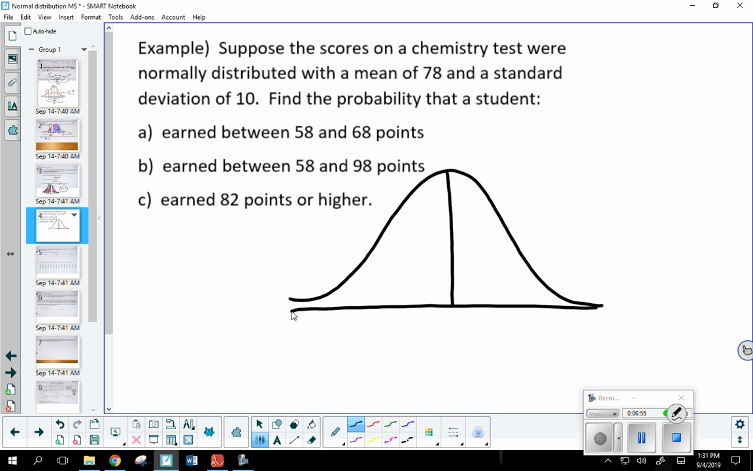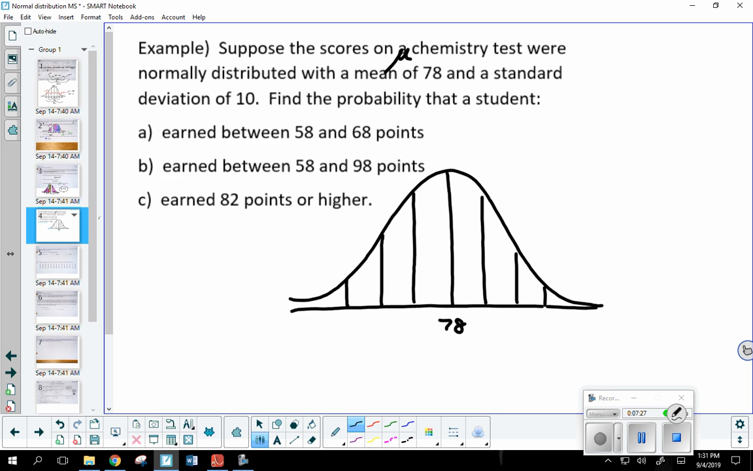It says, suppose the scores on a chemistry test were normally distributed, so we're going to have a graph like this, with a mean of 78, and we always use this symbol here, mu. Okay, so that's my mean, 78, and a standard deviation of 10. A lot of times we like to look at the mean within 3 standard deviations. That means 3 above and 3 below. So I'm going to say here's 1, 2, 3 standard deviations above, 1, 2, 3 below.